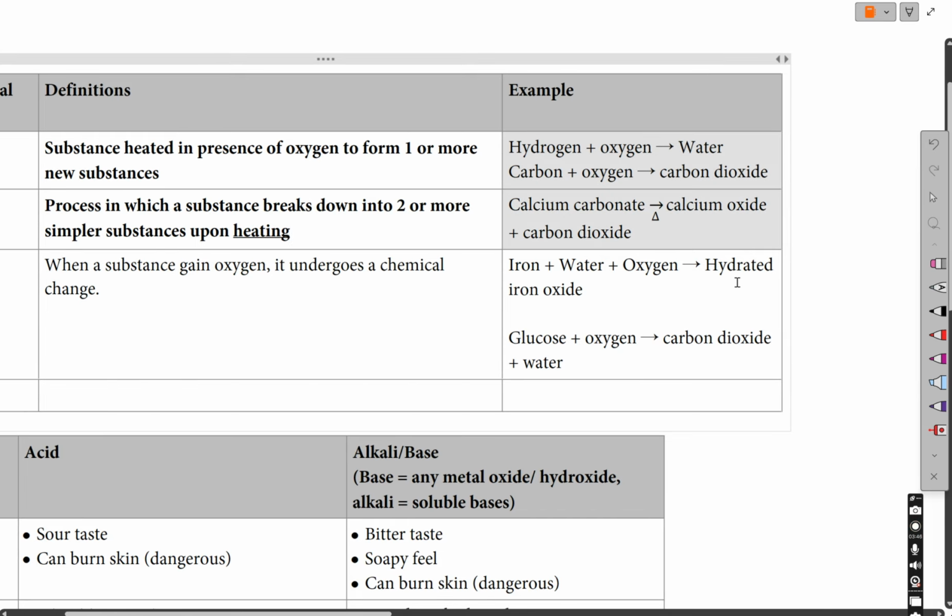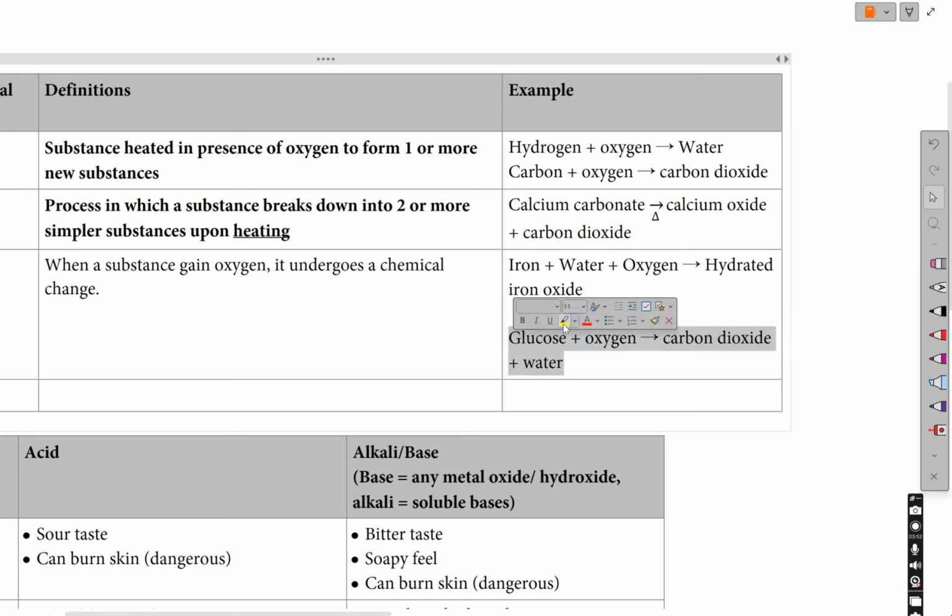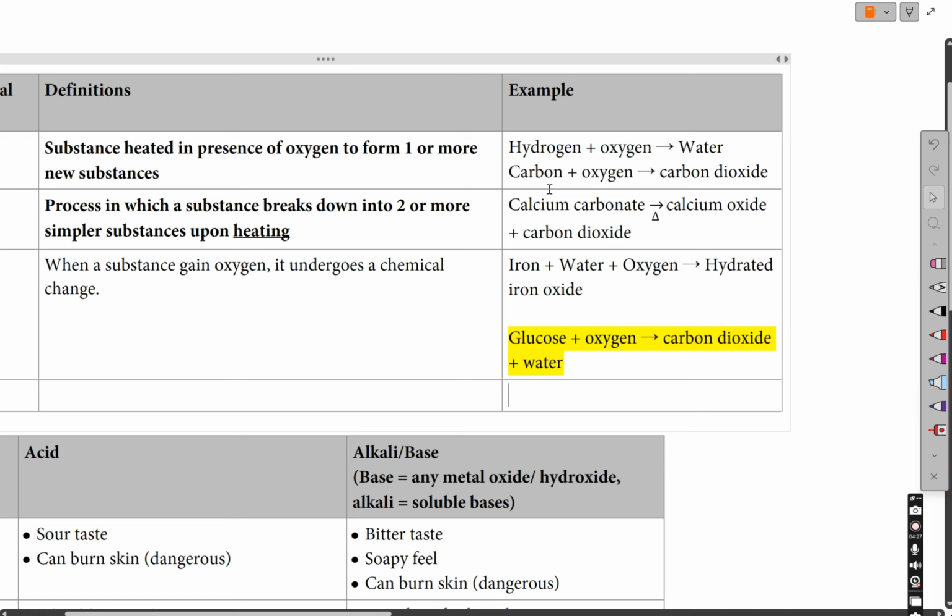Okay, so you have a few examples that we copied down previously. Can you all add in this part? This is cellular respiration. It's another example of oxidation, and this is what happens when food molecules such as glucose break down in the presence of oxygen, and this will then give off energy to the cells so that the cells can survive and reproduce.